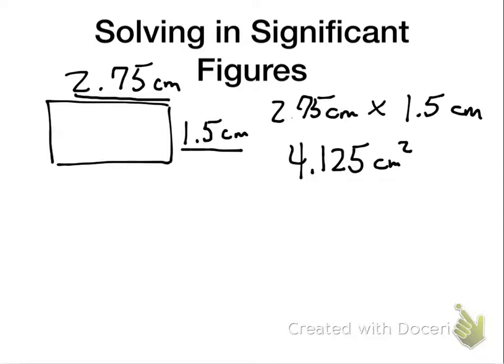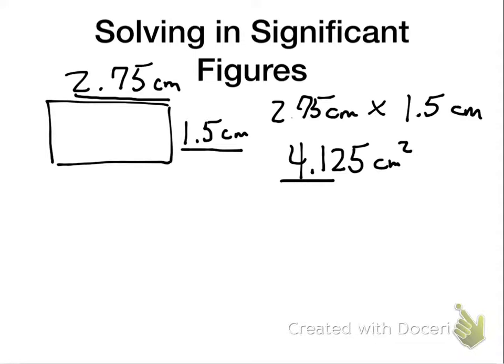And so from the problem, we have to choose the fewest number of significant figures involving the numbers in the question. And so the numbers involved in the question were 2.75 and 1.5 centimeters. So which one of those would have the fewest number of significant figures? 2.75 would have 3, 1.5 would have 2, which tells us that our answer should have only 2 significant figures. So we look at our answer, and the first 2 significant figures are the 4 and the 1.